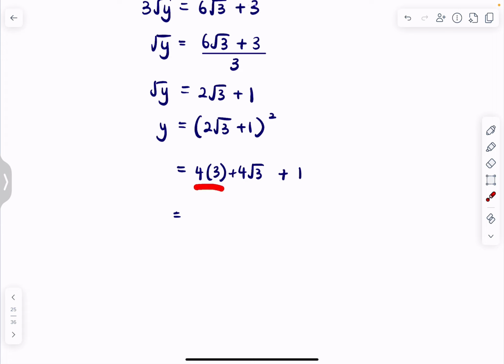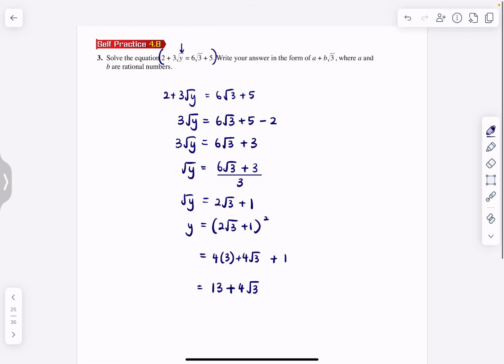So 4 times 3 is 12. 12 plus 1 is 13. So we get 13 plus 4 surd 3. And this is the form they want us to write this in. So we need to write this in a plus b surd 3. So a is 13 and b is 4.